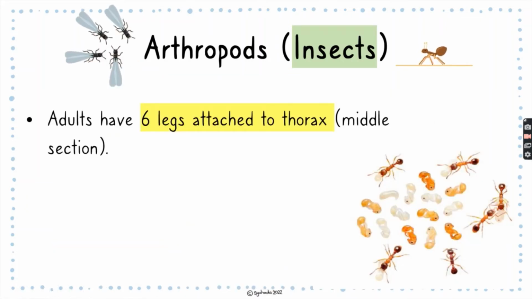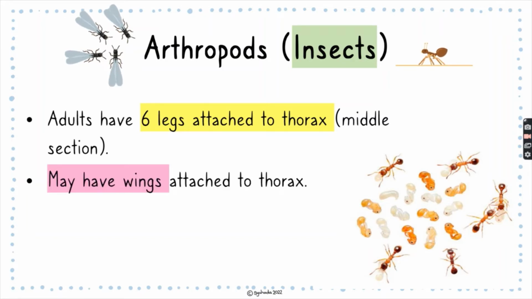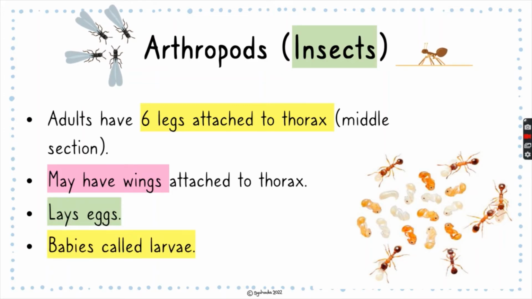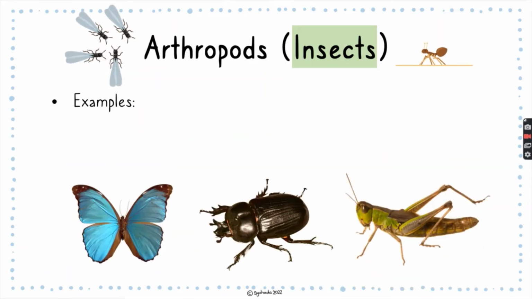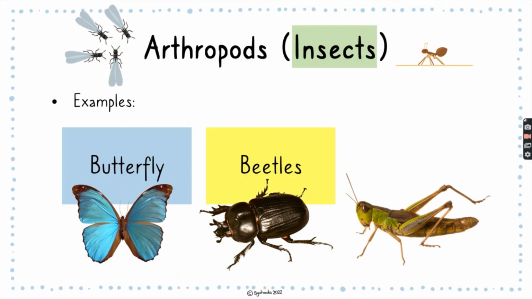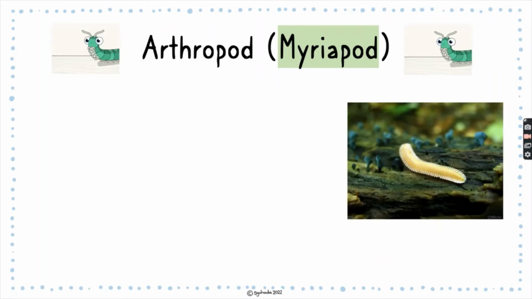Adult insects have 6 legs attached to the thorax, the middle section, and they may have wings that are attached to the thorax. They lay eggs, and their babies are called larvae. Examples are butterflies, beetles, and grasshoppers.